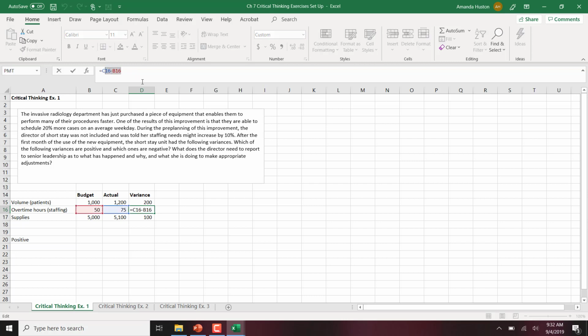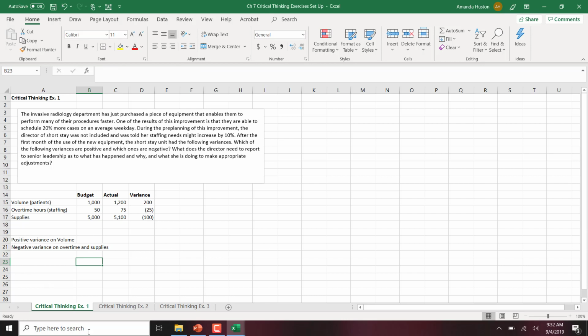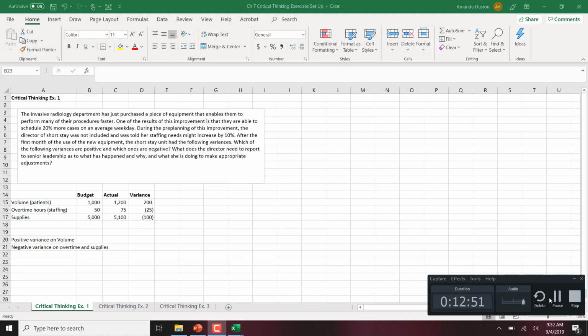We really should calculate it like this. So a positive variance on volume, negative variance, so we spent more on overtime and supplies. How might she explain this?